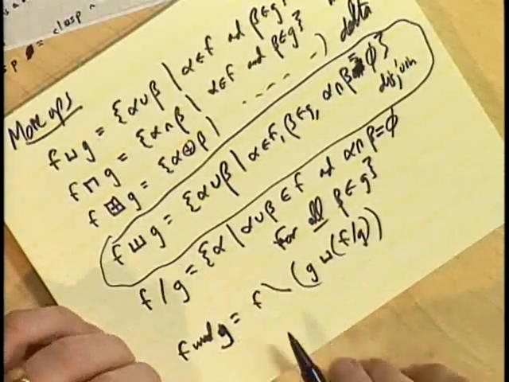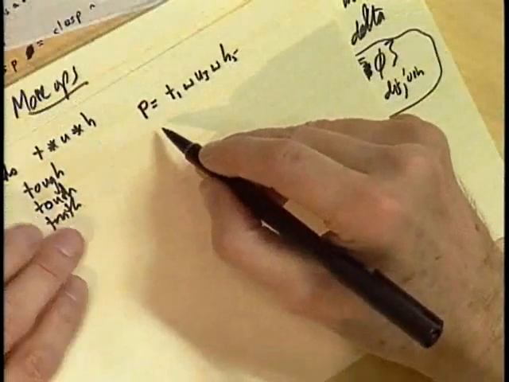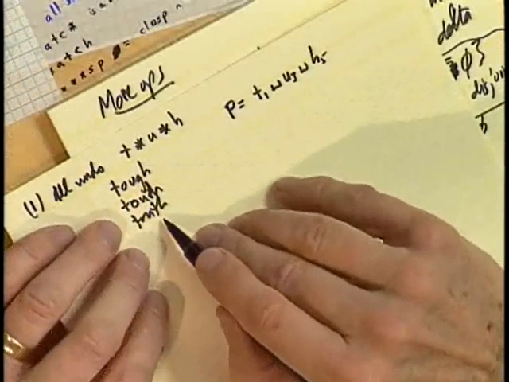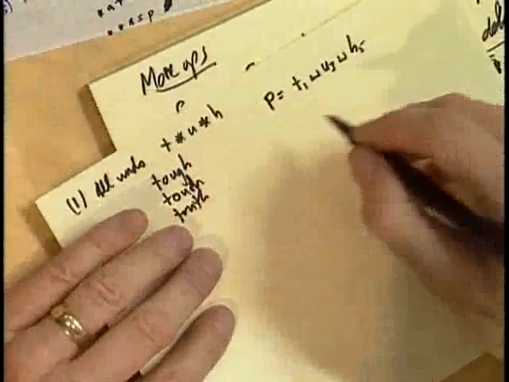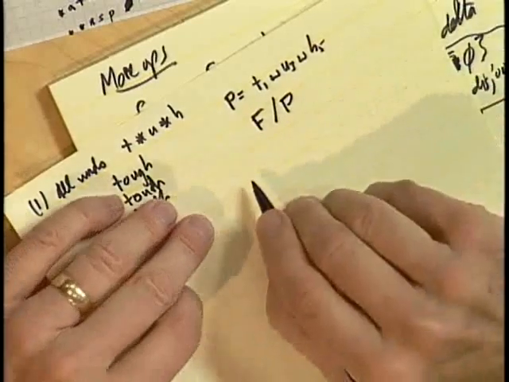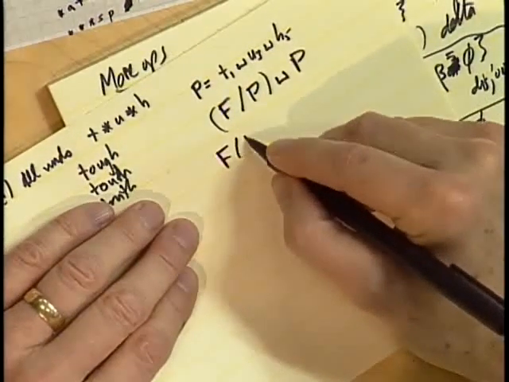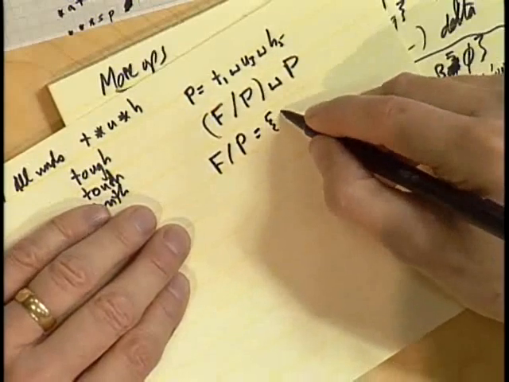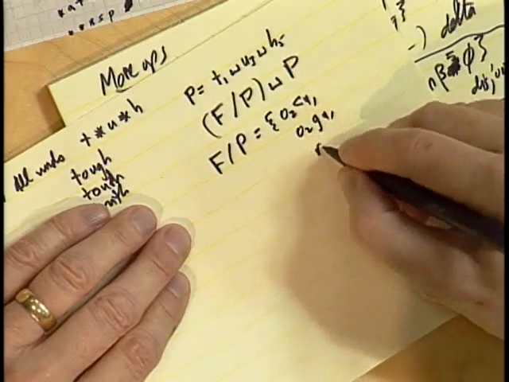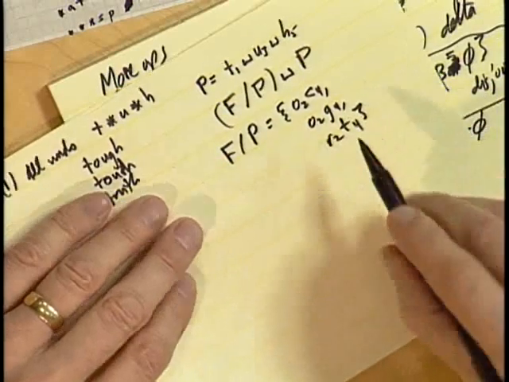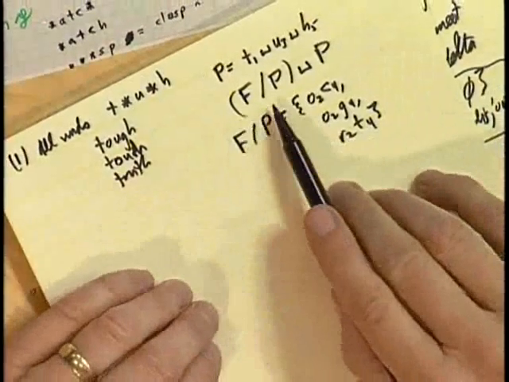Not time to dwell on the meaning of all these things, but I just want to mention the query that we make in order to solve this question: all words touch, tough, and truth. Here, we specify a pattern, and this would work for any pattern, of course. And then we compute F divided by the pattern, and then we join that to the pattern. In this particular case, F divided by P would be the family that contains O2 C4, O2 G4, and R2 T4. Then we join that to P, and we get touch, tough, and truth. This is the idea of taking the quotient of something.